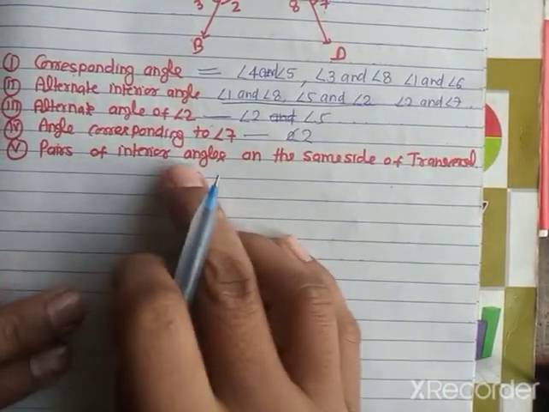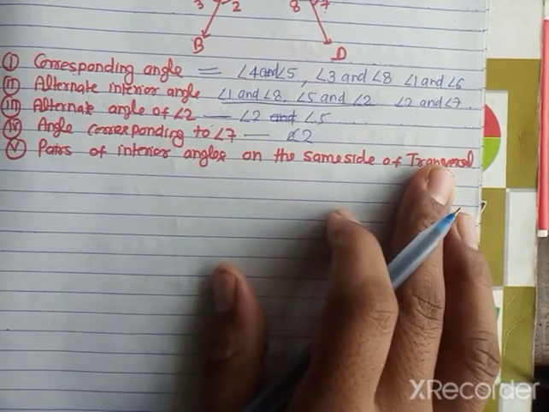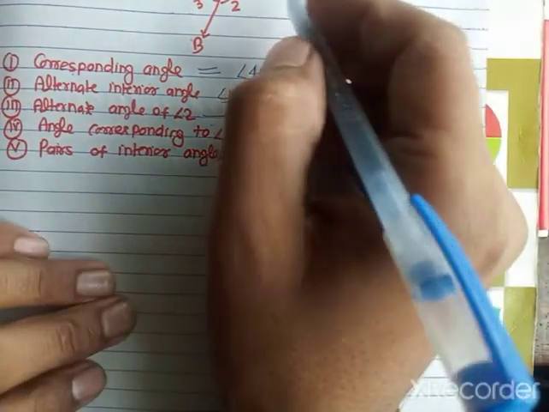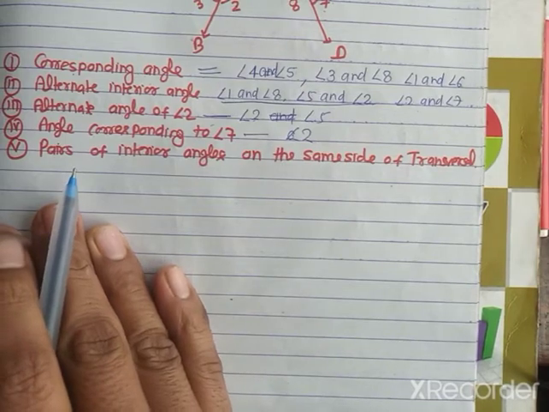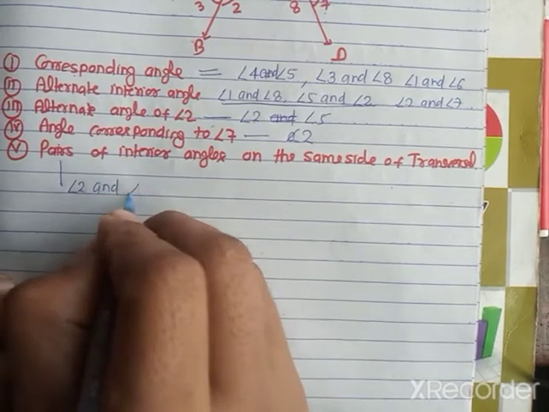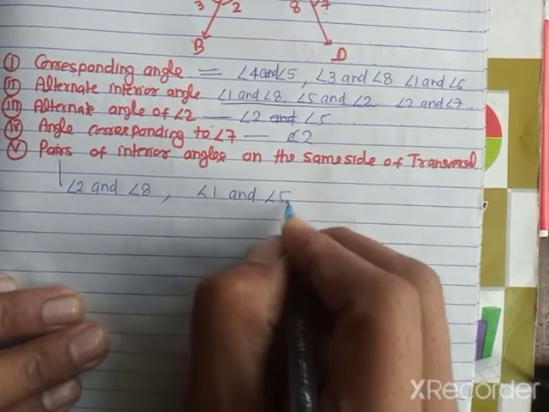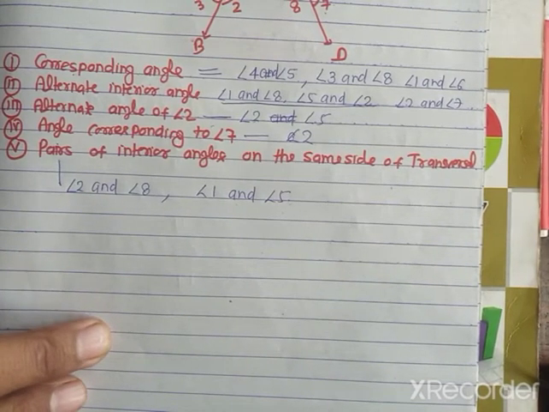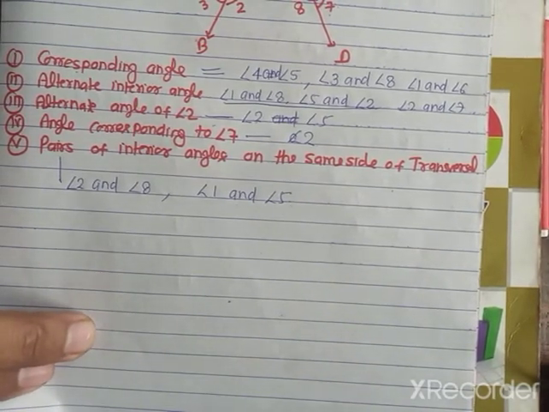And last is the pair of interior angles on the same side of a transversal. So the pair of interior angles on the same side of a transversal is angle 2 and angle 8, and angle 1 and angle 5. This is the solution for question number 11.